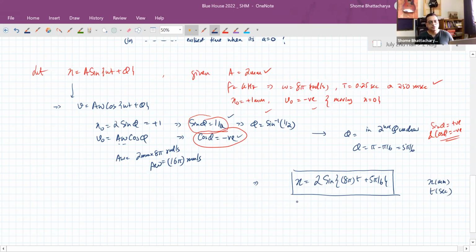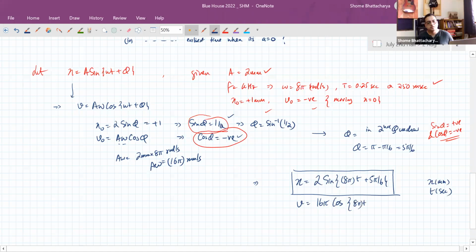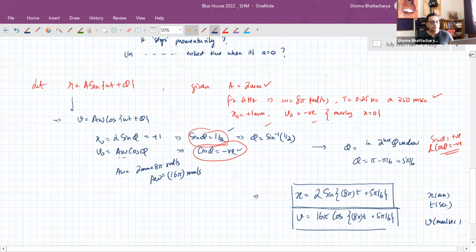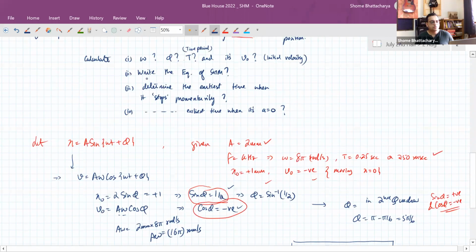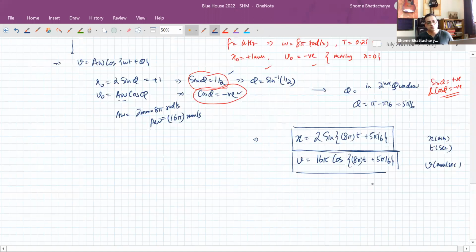Okay, and now from this we can also see that v is equal to 16 pi cos of the same thing, 8 pi t plus 5 pi by 6. Okay, so v is this, where v is in millimeters per second. Okay, so now we have got the first part. I think we have to calculate all these things. Time period also we found out. So omega and time period. Now v naught.